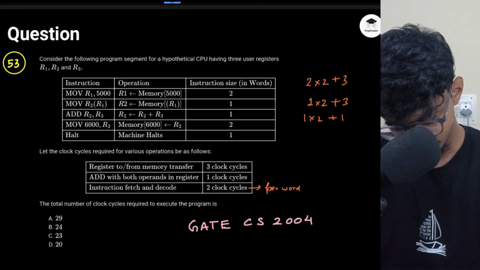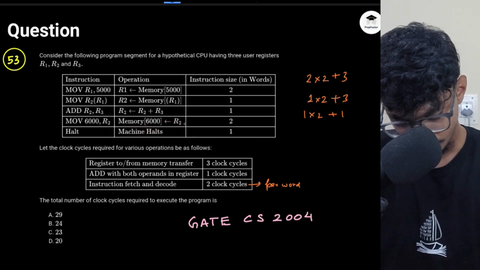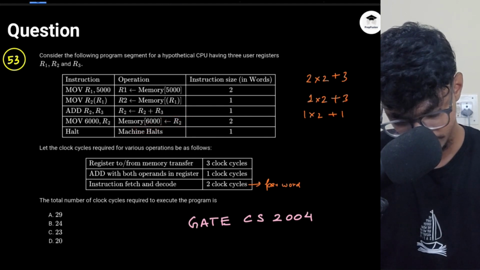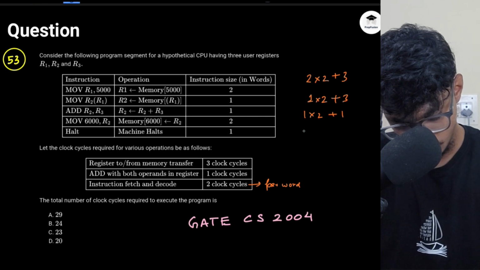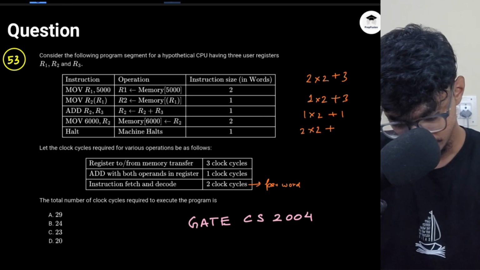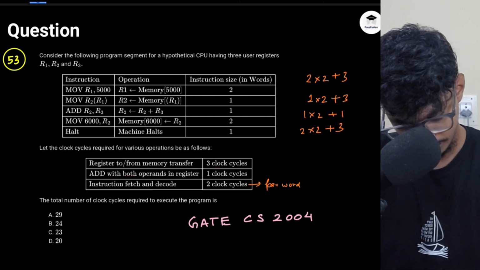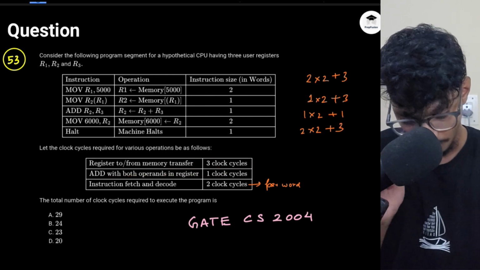Then next is this move 6000 R2. I am moving the contents of R2 to 6000. Obviously the instruction size is 2 words, so it will be 2 times 2 for the fetch and decode, plus this register transfer takes 3 clock cycles, 3, and then hold.